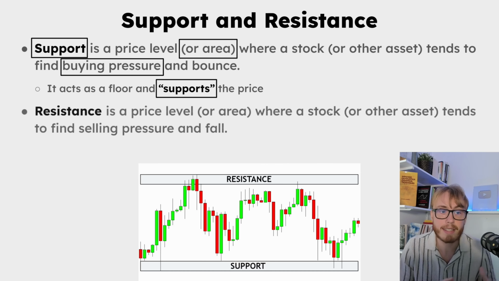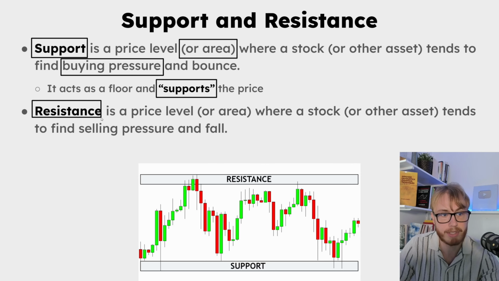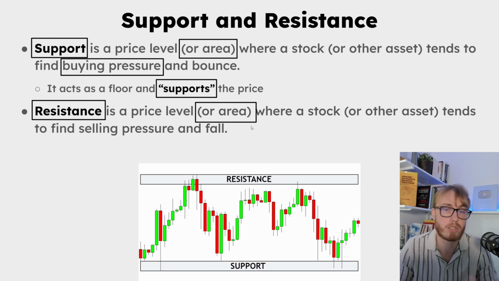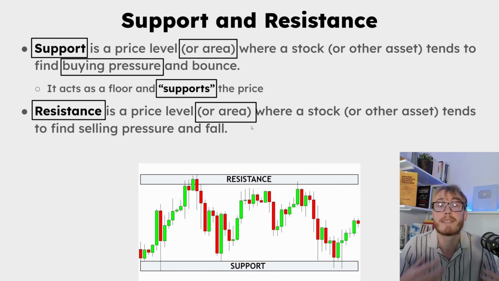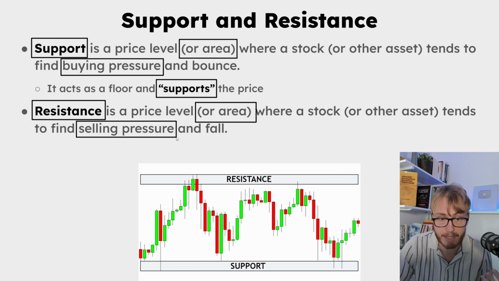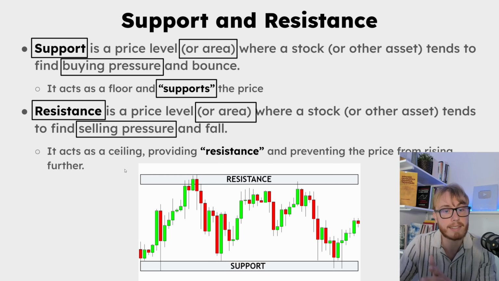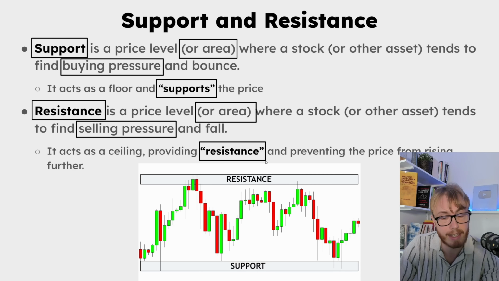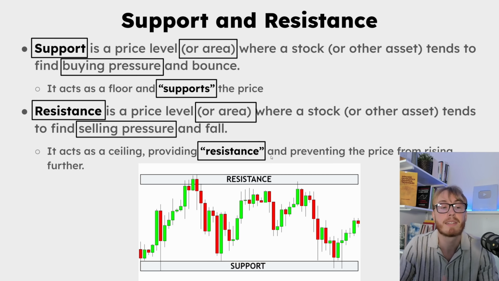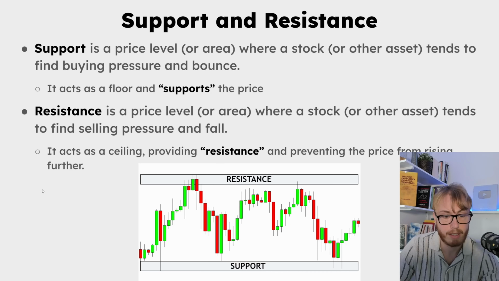A resistance is pretty much the opposite. Resistance is a price level or area where a stock or other asset tends to find selling pressure and as a result fall. It acts as a ceiling for the price and provides resistance, preventing the price from rising further. So let's quickly take a look at the chart right here.